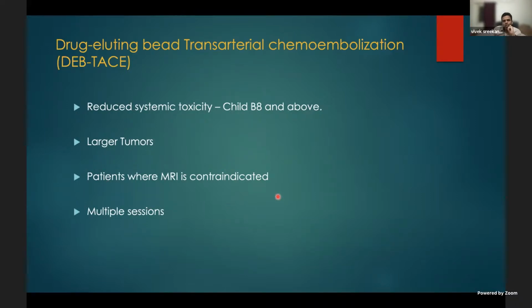Another important thing is, I will show some images where MRI is contraindicated, either due to implants or cardiac pacemakers, or where the patient is claustrophobic or doesn't want to get an MRI done post therapy. Then we can think of DEB-TACE, because if we give Lipiodol, then on CT we really can't evaluate the treatment response that effectively. If we use DEB-TACE, the post therapy follow-up can be done with CT also.